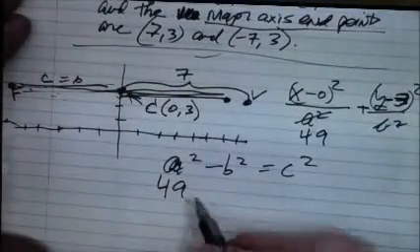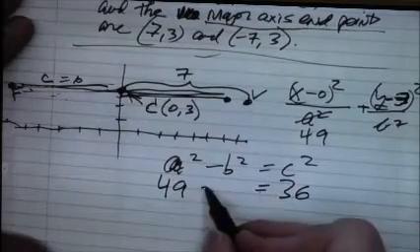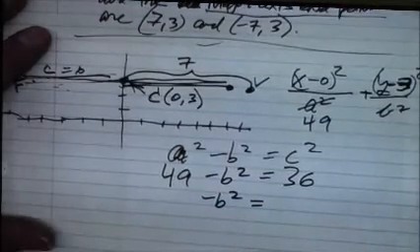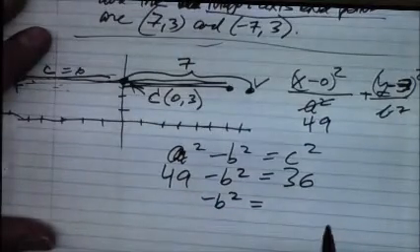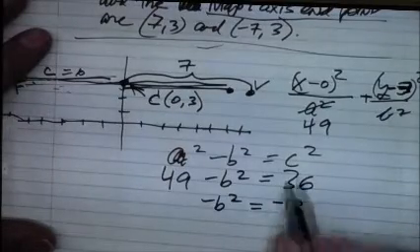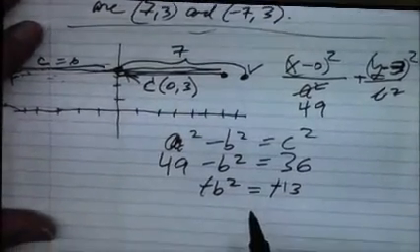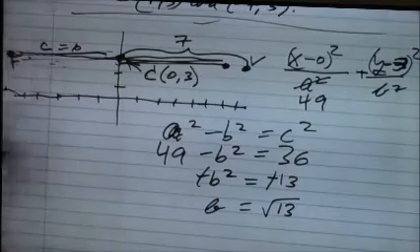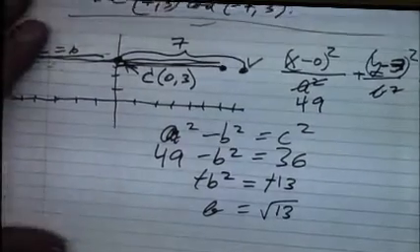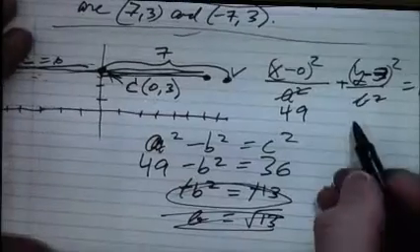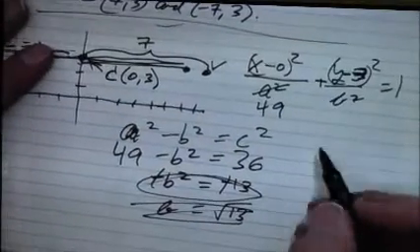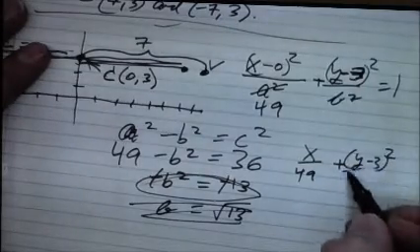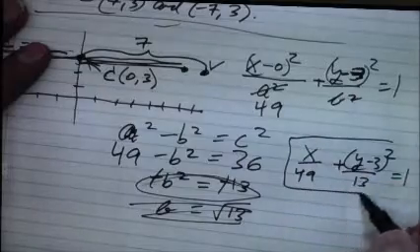But we can put a 49 in here, and we can put a 36 in here. So negative b squared is equal to 36 minus 49, which is what, 13? Negative 13? I think it is, it's negative 13, right? Okay, but then the negatives cancel out. So b squared is 13, and b is the square root of 13, plus or minus, but we'll only use the positive here. Oh, but wait a minute, I didn't even need to do that part. All I needed was b squared. All we need is 13. So x squared over 49 plus y minus 3 squared over 13 equals 1, and we have our equation.